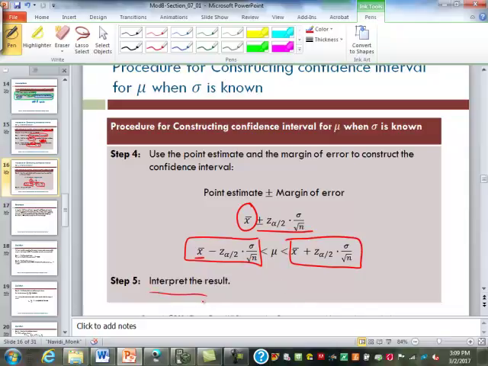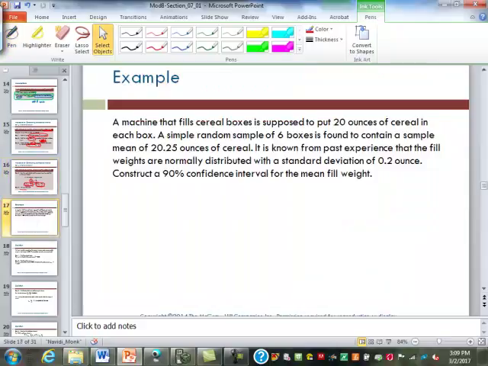So to interpret that result, of course, whatever the level of confidence is, we are this percent confident that the true population mean is within this range, within this interval. So let's do an example here.